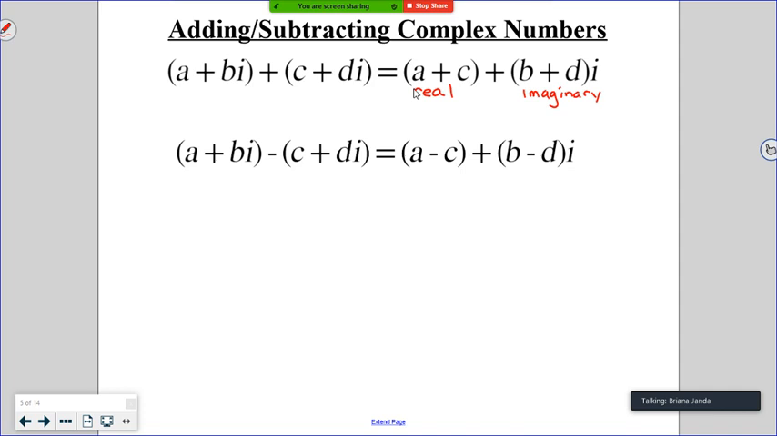When we are subtracting, again, no different than our warm-up or how we would have treated this had this been x's instead of i's, you have to remember to distribute the negative first, and then all we are doing is just combining like terms.